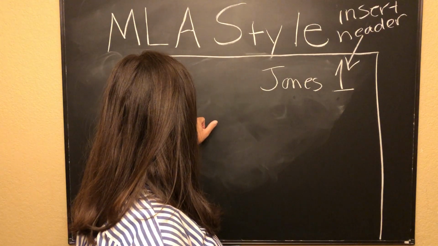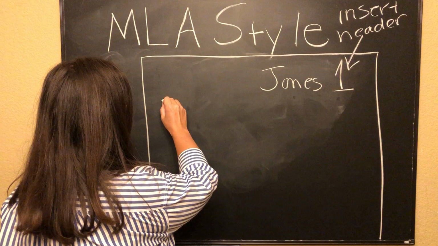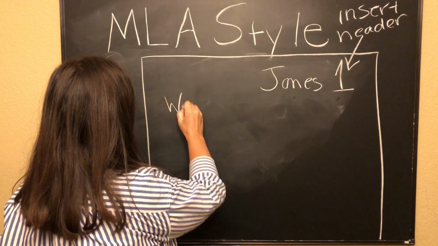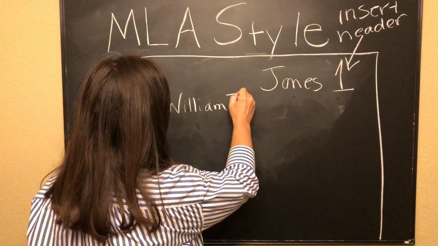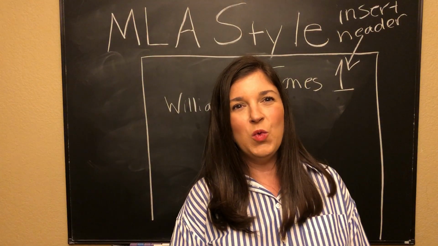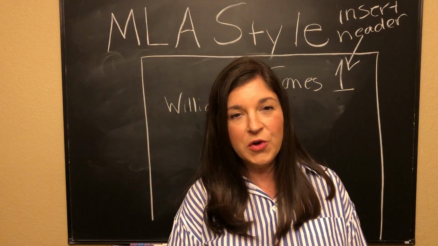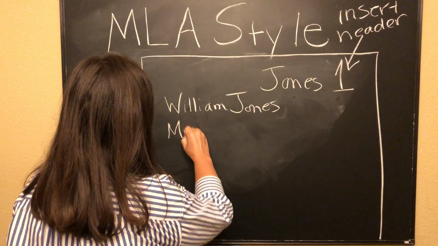All right, and then for your heading, there are 4 items that belong in your heading. The first item is your first name. We'll say William Jones, for example. You'll have your name. The second item is your instructor's name.